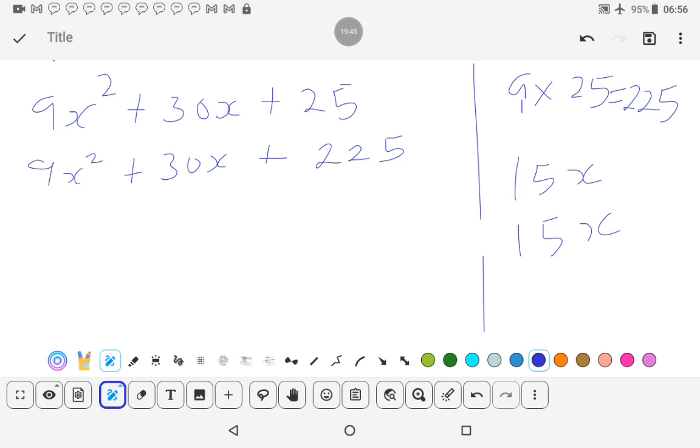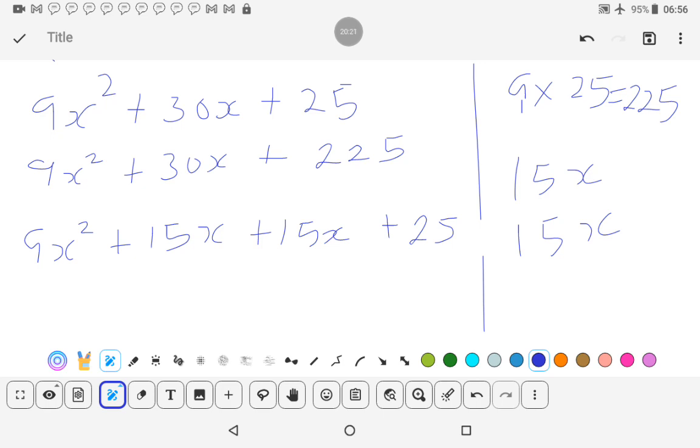So your next step will be 9x squared plus 15x. Instead of writing 30 now, you just write the two numbers that you have gotten, plus 15x plus 15x. Then you now write 25, you no longer write the 225, you just write 25. The reason why we use this 225 is just to get the two numbers that we are going to add to get the middle term. So that's why we use that 225.